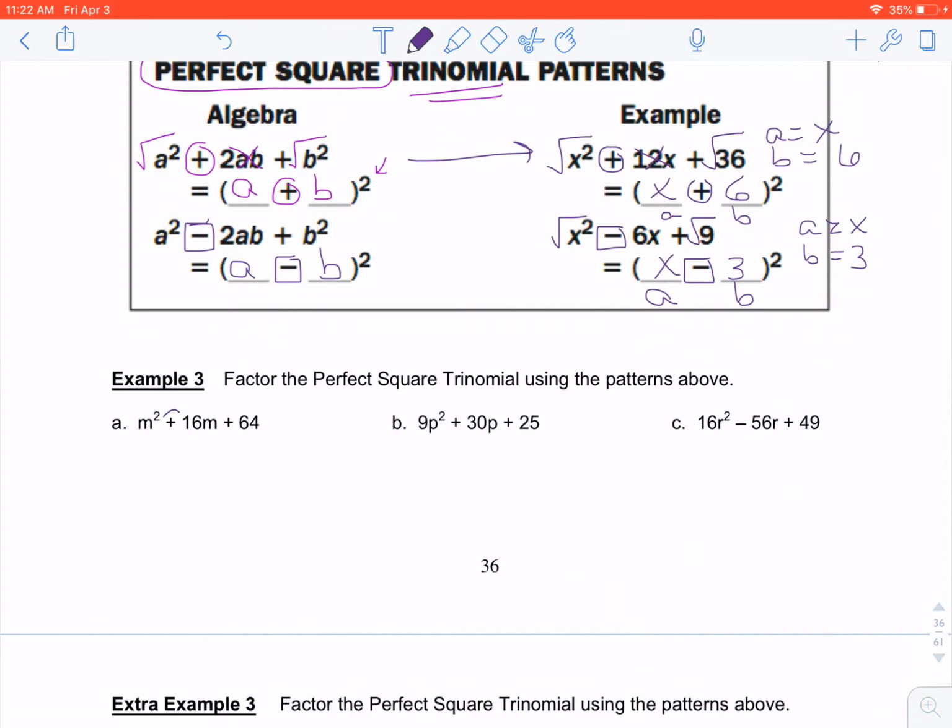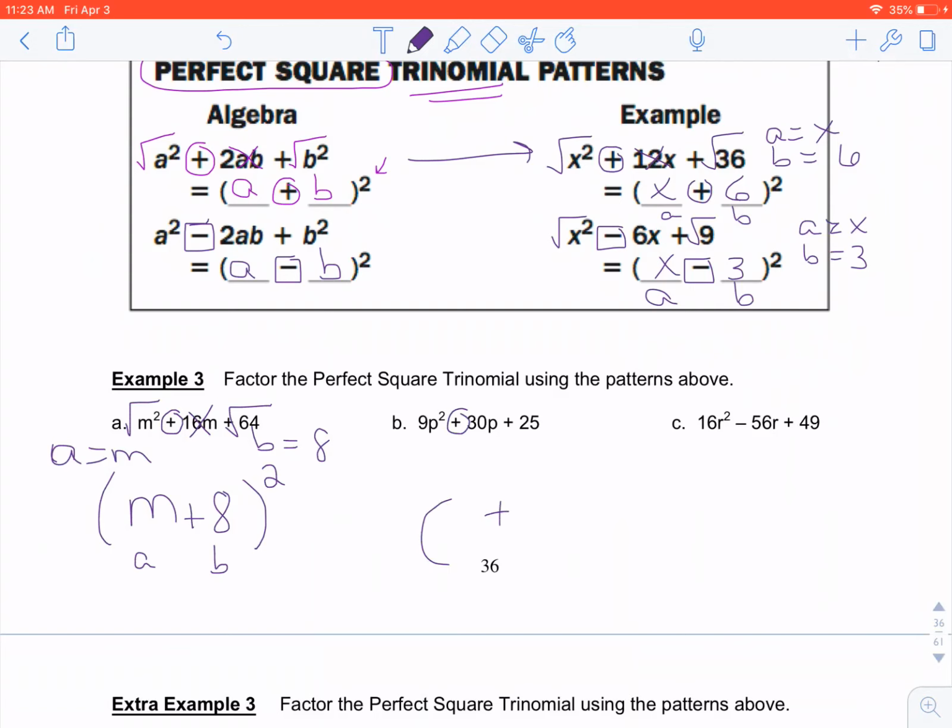The big thing we're looking at is that middle symbol. If it's a plus, I'm going to write one parenthesis with a plus sign and then a squared on the outside. That's how my pattern is going to be set up. I take the square root of the first thing, which is m. The square root of the last one is 8. You're ignoring the middle. That only comes out when you FOIL it, so it doesn't have any part of the factoring pattern. So this is a plus b, or m plus 8, and then it's squared. And that's it.